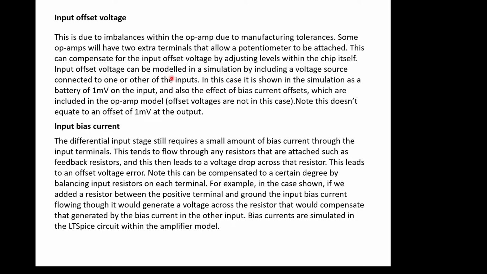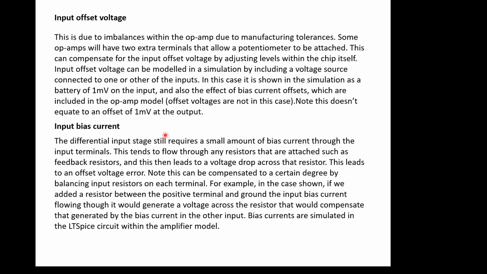Input offset voltage can be modelled in a simulation, usually by including a voltage source connected to one of the inputs, and we'll look at that in a minute, how we can model these things and see the overall effect of it. Because when you model op-amps, what tends to happen is that the op-amp model does not usually include input offset voltage imbalances, but will include input bias offsets. So the devil's in the details, so you always have to check the model you're using to see which offsets it's modelling or not.